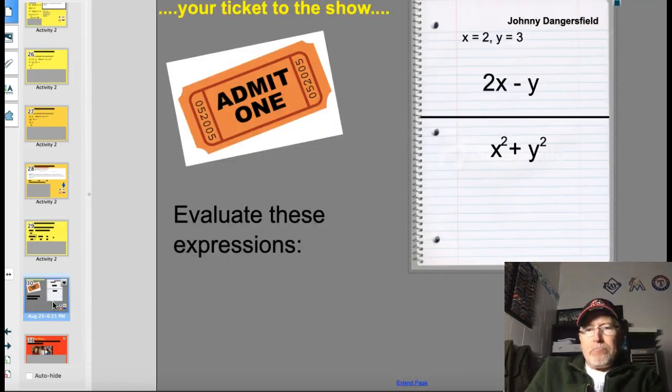All right. Here we go. Take a look at these problems here. You got just 2 ticket problems. This is one problem up here, one expression. Here's another one. I've got the x and the y. Use these values for these variables for both problems. Then I'll give you the answer to the trivia question.